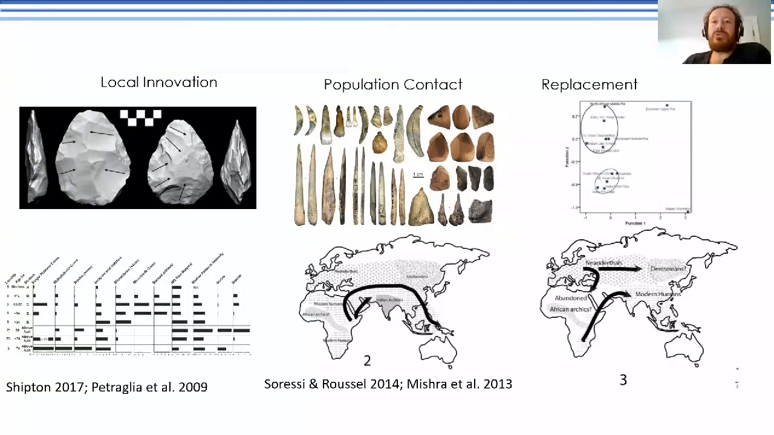Finally, cultural change could come as a result of population change, so when the population moves from one region to the other, taking innovations that first appear somewhere else with them. And often we imagine that these innovations perhaps give this population the ability to outcompete resident hominins.